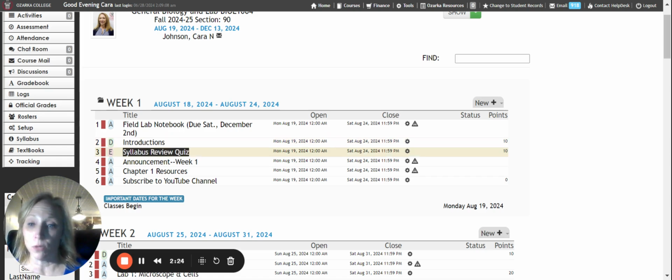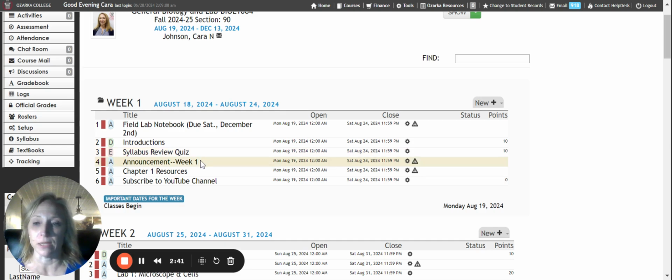Then you have your syllabus quiz. You need to read your syllabus and go ahead and take that quiz to make sure that you understand some of the important things about the way this class is set up. A couple of things that are a little different about this class is that you don't have to purchase a textbook, which you may have discovered already. There is a link on the syllabus that will take you to the full textbook. It's an OpenStax textbook and it's free.